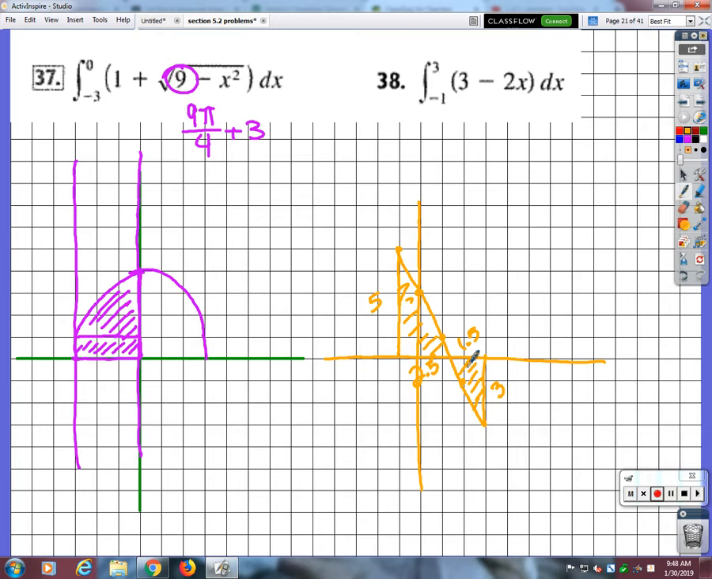Because it's below the x-axis, so it's negative. So the area of this one would be 5 times 2.5 is 12.5, cut in half is 6.25. And then the area of this one is 4.5, cut in half is 2.25. That was weird. But then I have to subtract it, so the answer is 4. Okay?